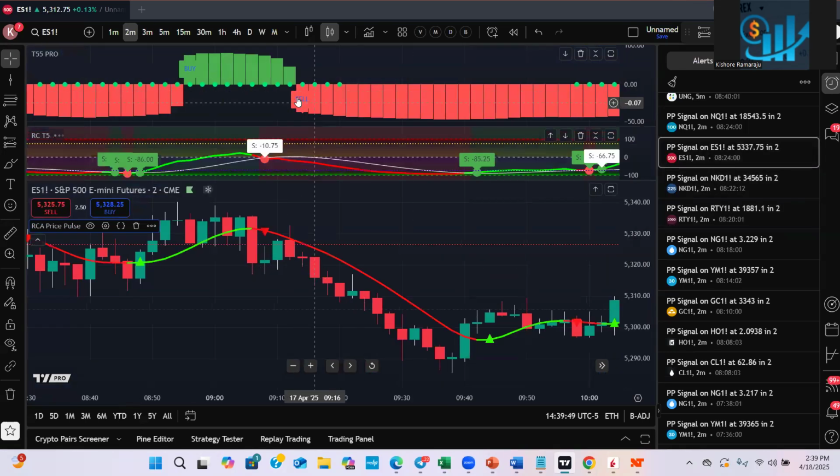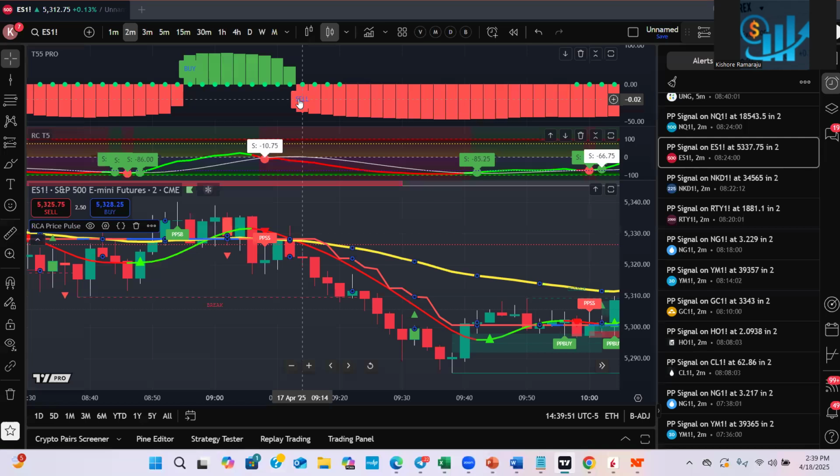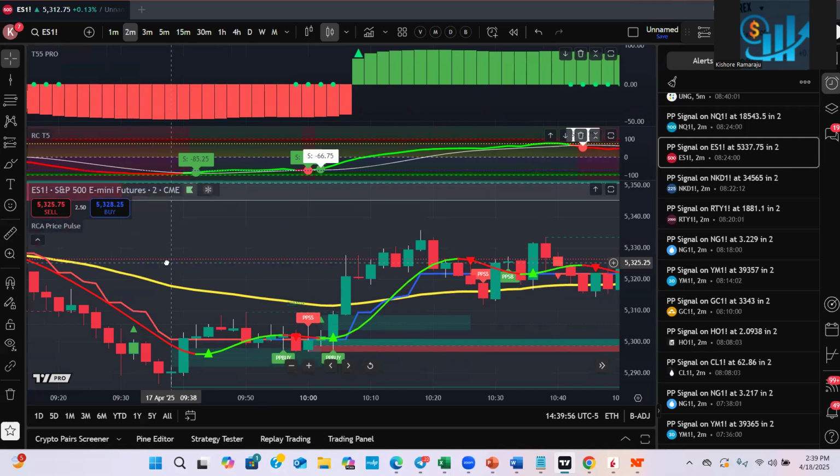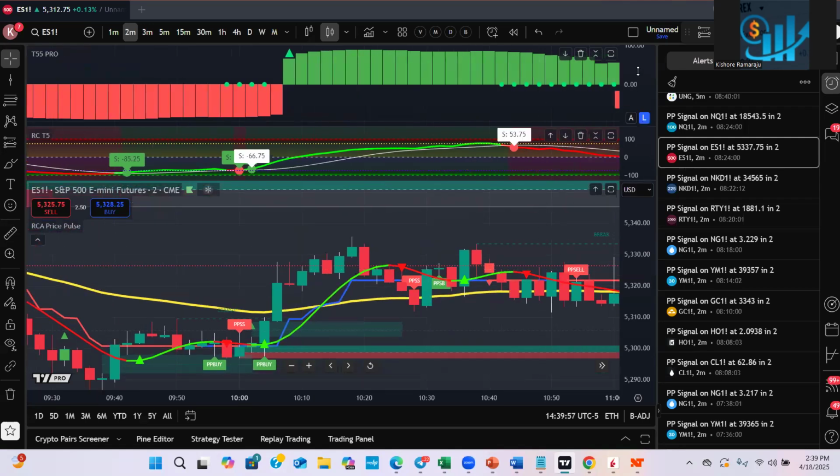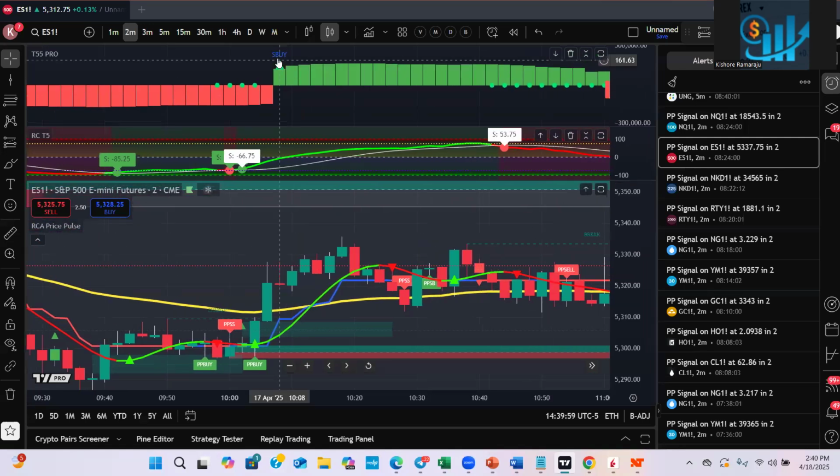If you get a normal sell, you can avoid. That means sometimes it can be a little choppy. You are only trying to watch whenever you have a strong buy. Okay, I got a strong buy. Is my T5 also in buy? Yes. This is also green. Is my price pulse also in buy? Yes. Then you can go and take the trade.